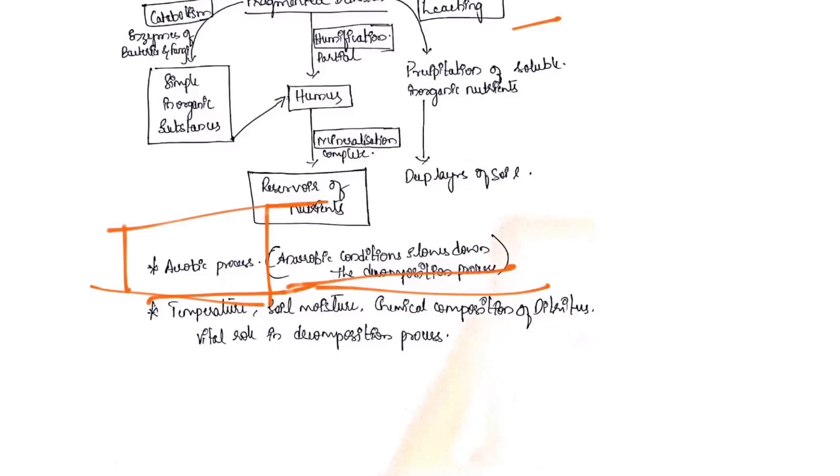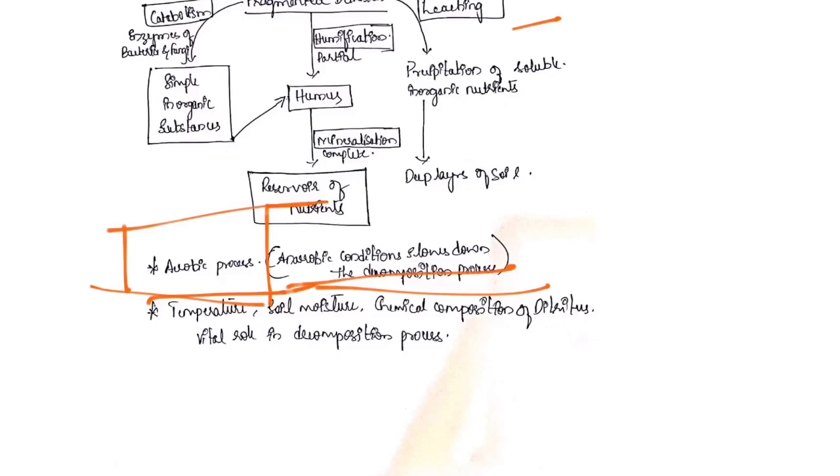A certain minimum temperature is needed. If there is any slight decrease or increase in the temperature, it affects the decomposition process. Even soil moisture plays a very important role.